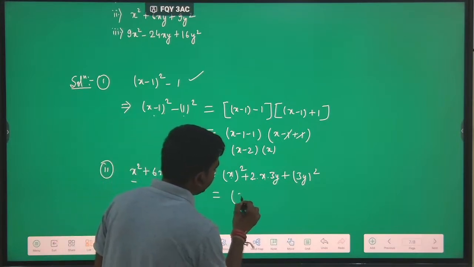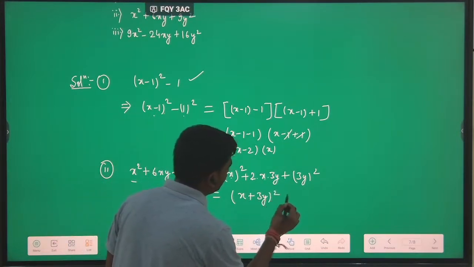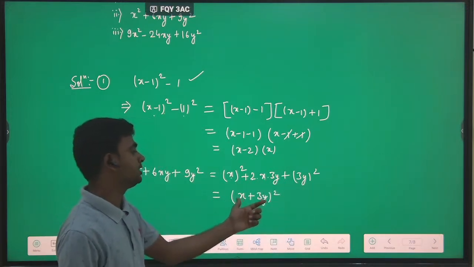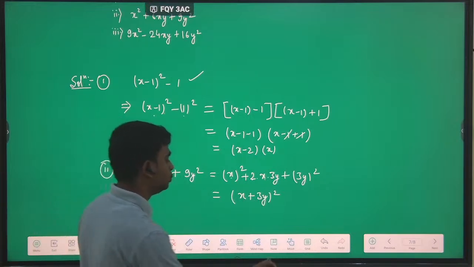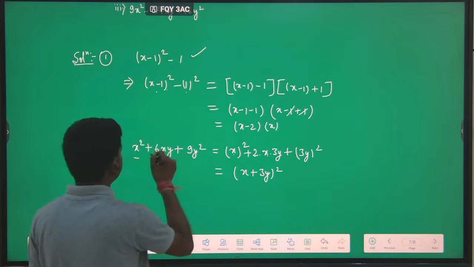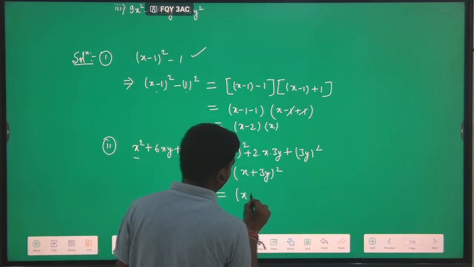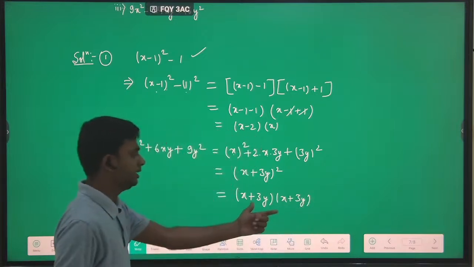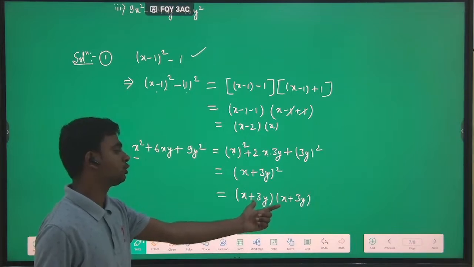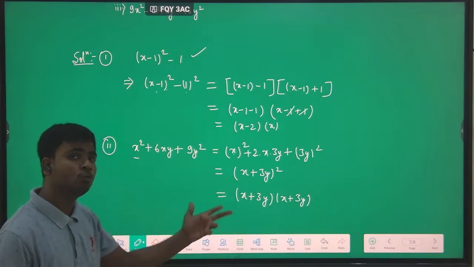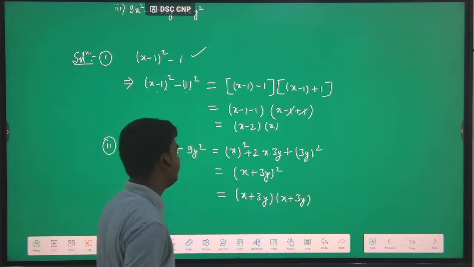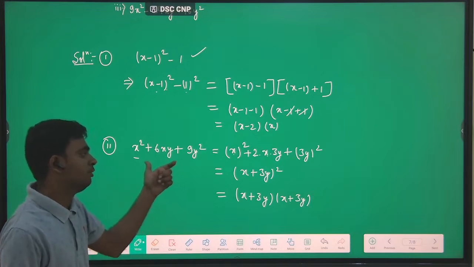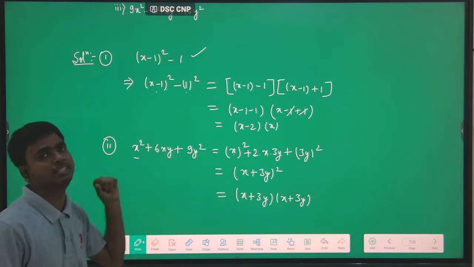It is actually x plus 3y to the power 2. A plus b whole square is a square plus 2ab plus b square. So this expression can be written in the multiples of x plus 3y into x plus 3y, 2 times. So these are the factors and we have factorized this algebraic expression. By using identities, we will find out the factors of this algebraic expression.